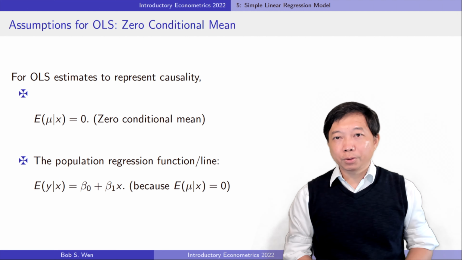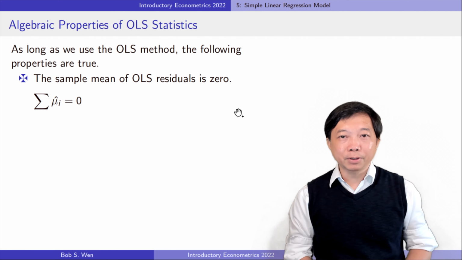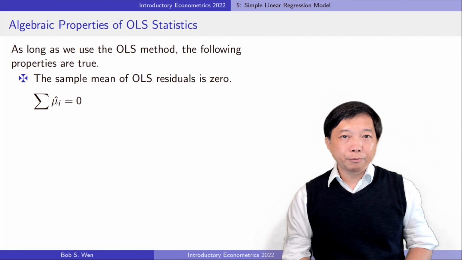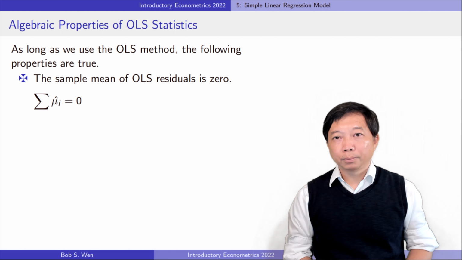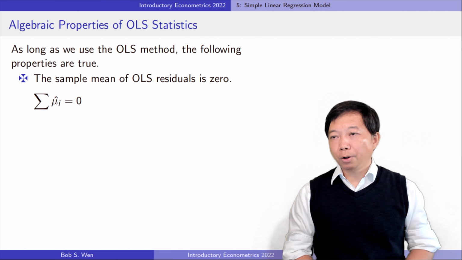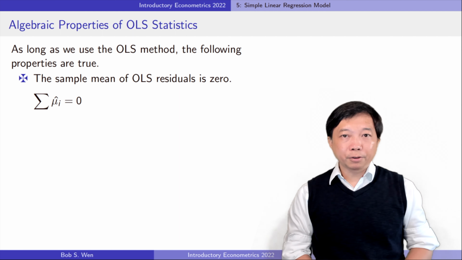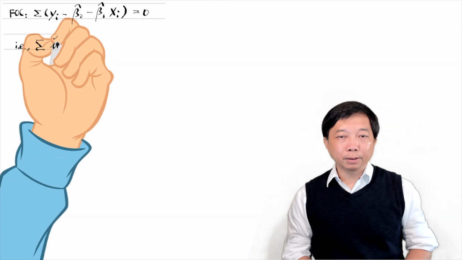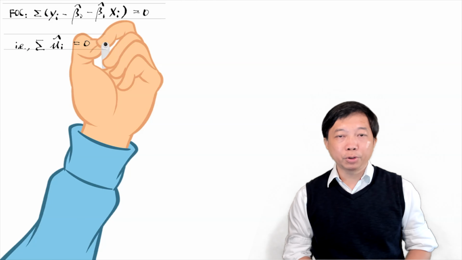Finally, I want to introduce some useful properties of the OLS estimates and statistics. They were derived from the method of OLS, or the method of moments. They hold for any dataset and have nothing to do with the zero conditional mean assumption. As long as we employ the OLS method, the following properties are true. First, the sample mean of OLS residuals is 0. It follows immediately from the OLS first-order conditions. The OLS estimates beta hat 1 and beta hat 0 are chosen to make the residuals add up to 0.